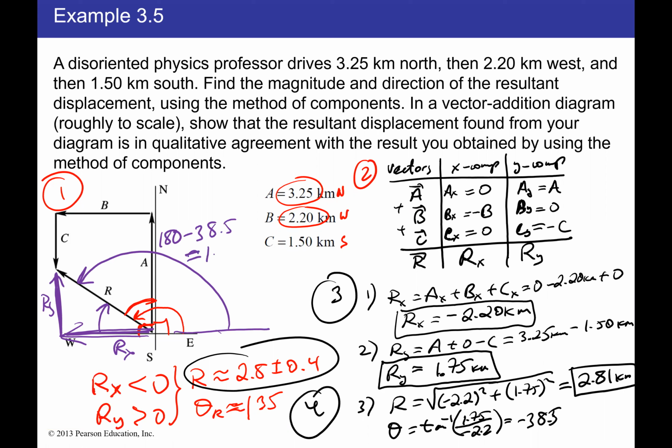So this will give us 141.5 degrees with respect to the positive x-axis, which is again roughly what I estimated. So for magnitude and direction, we have an extra step to represent it as 141.5 degrees, 180 minus that. Okay, so that's the direction and magnitude of the resultant vector.